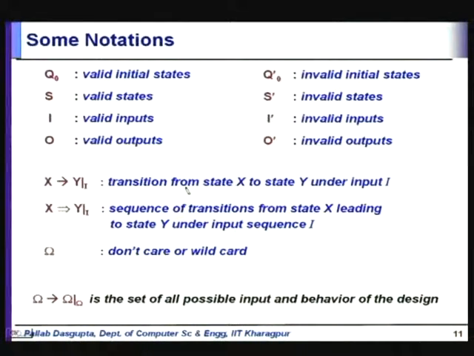So, what we are going to do here is look at these notations. We denote by Q0 the set of valid initial states of the design. Q0 dash is the set of invalid initial states. Now, this does not mean that all states here are invalid, it means that as an initial state it is invalid. Some of these states, if they appear intermediately, might be valid, but as initial states they are invalid. S is the set of valid states, S dash is the set of invalid states.